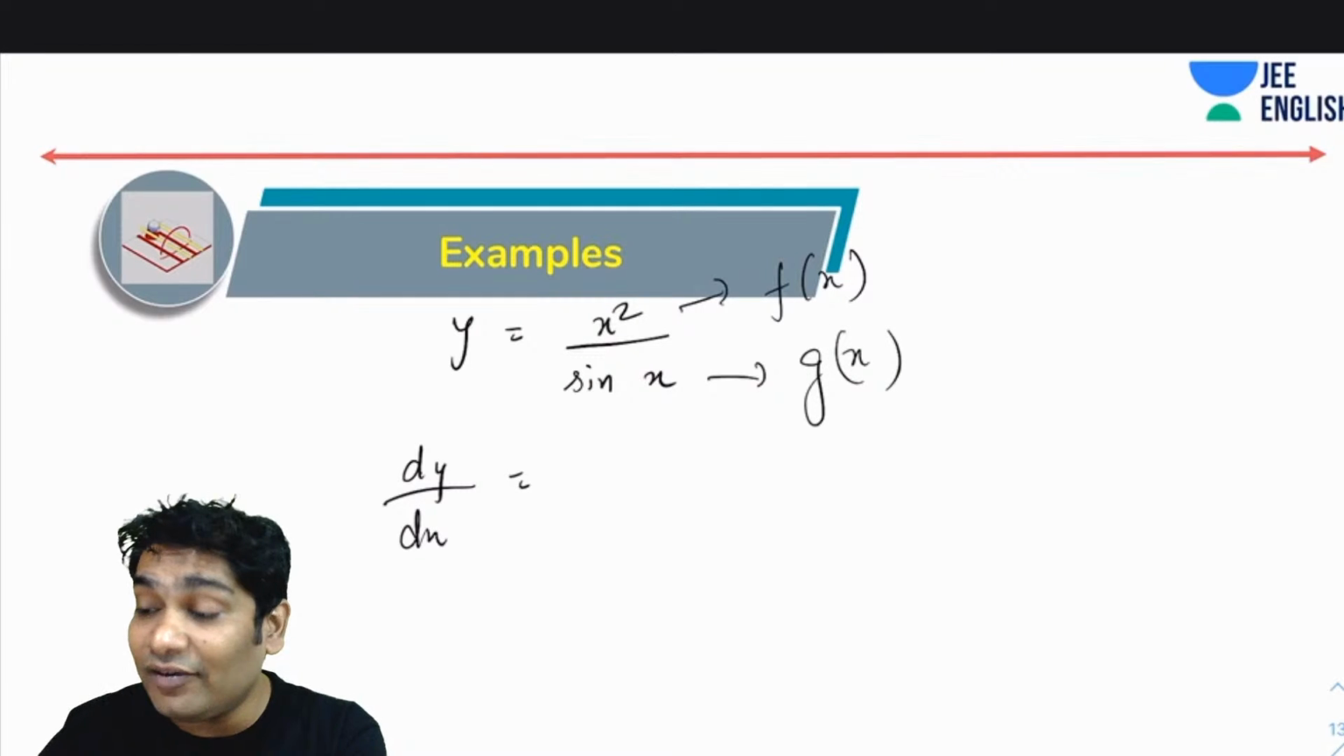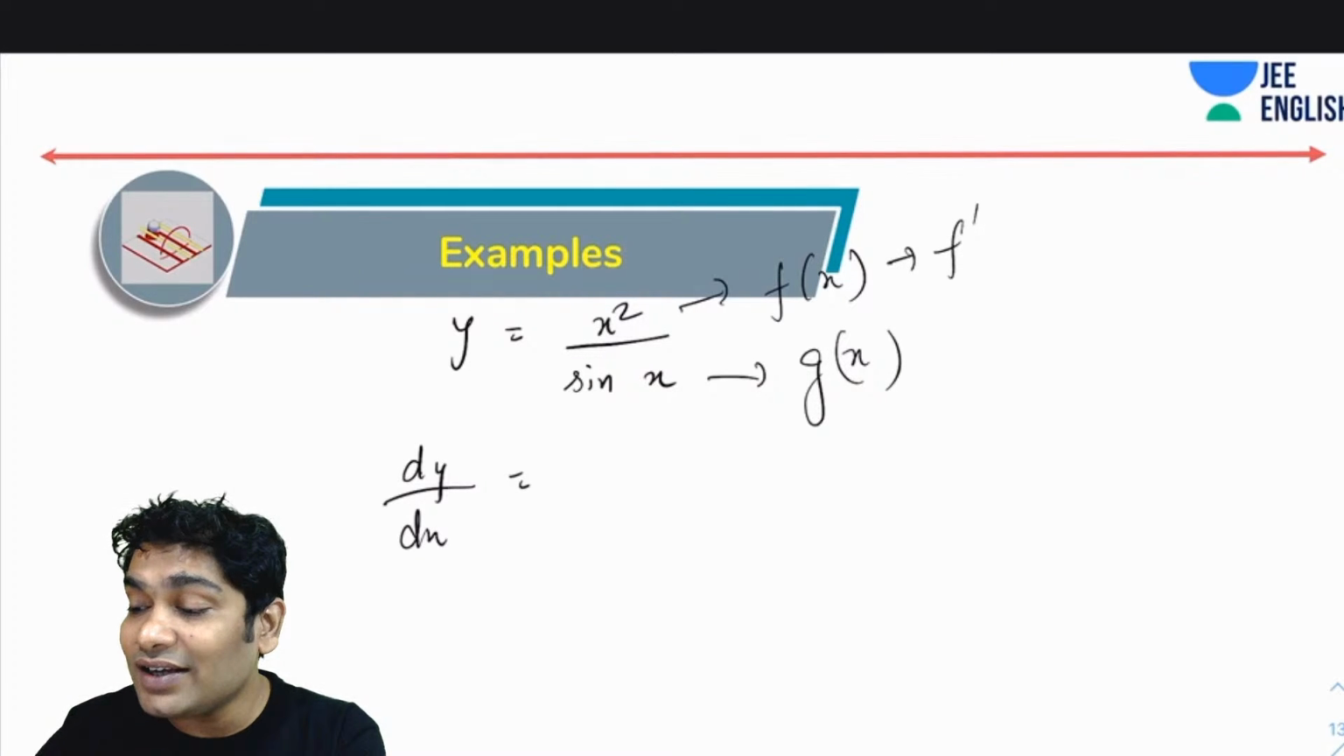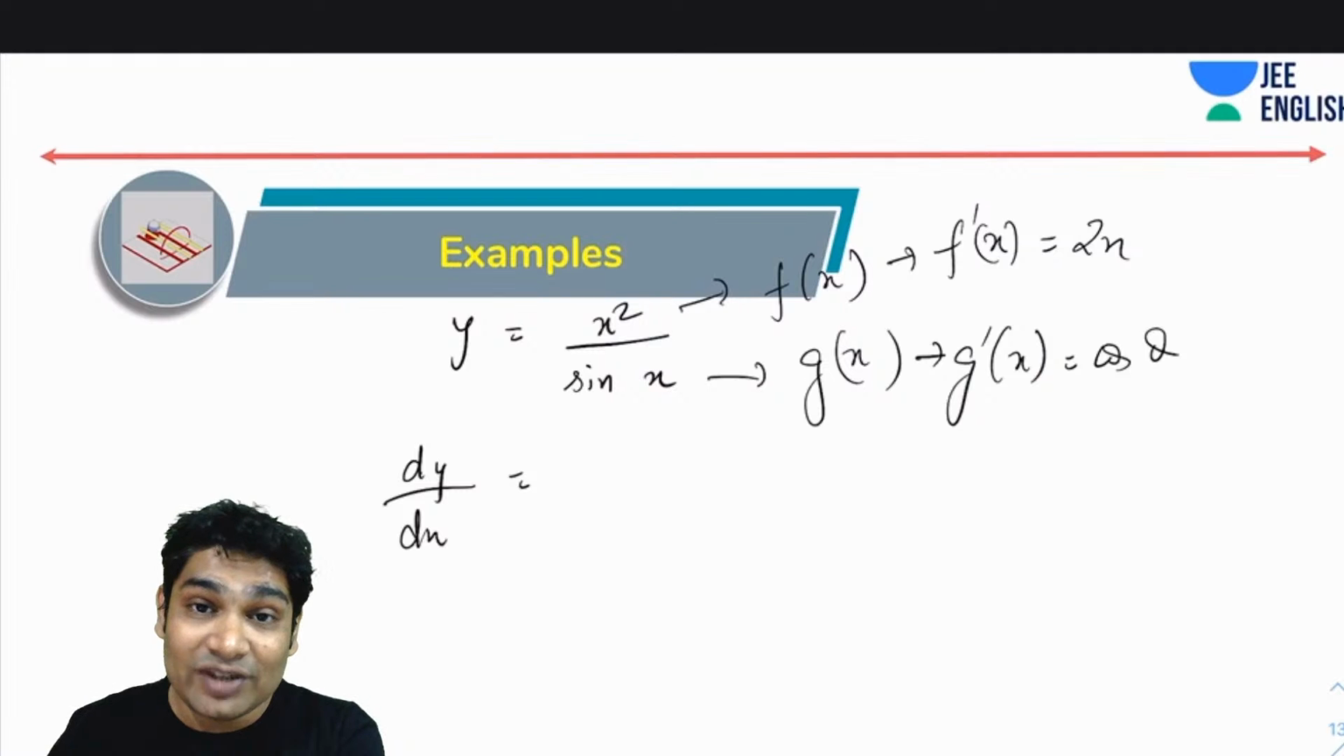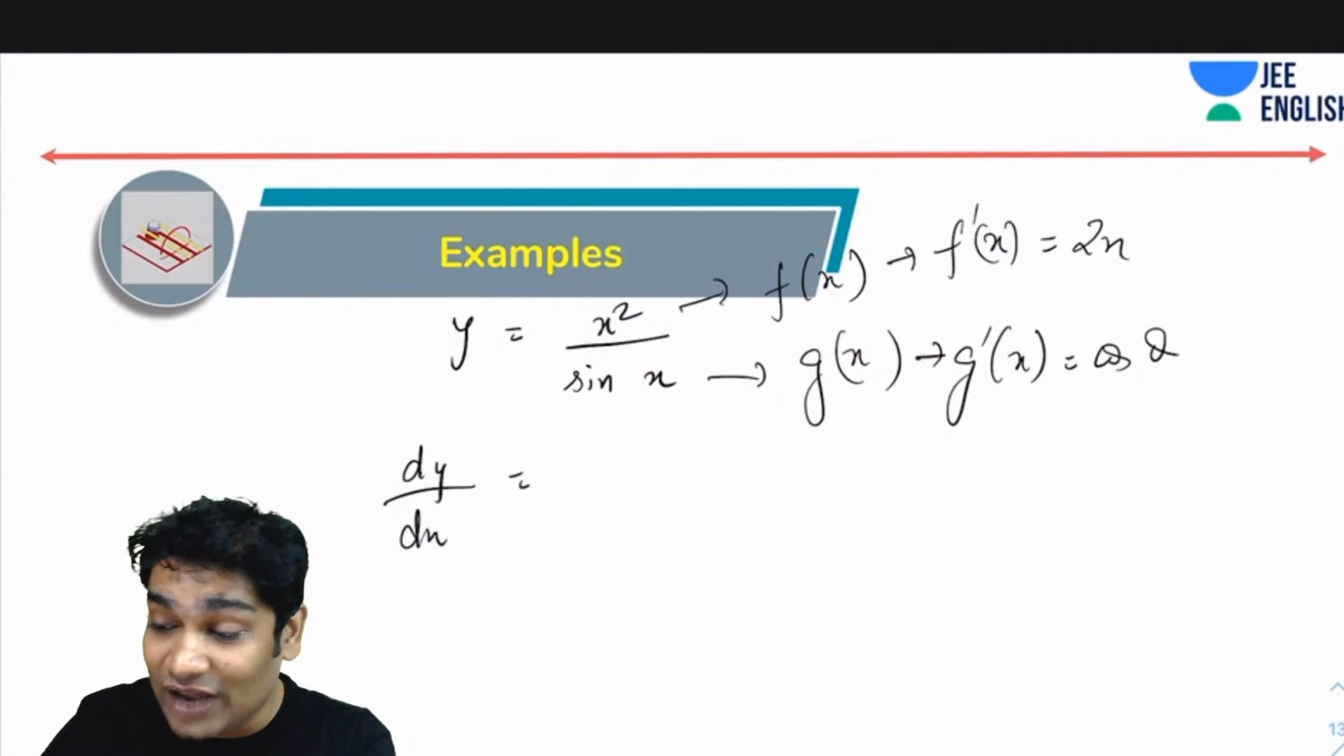So I have to find f dash x. What is f dash x? f dash x would be 2x. And what is g dash x? g dash x would be cos x. So how are we supposed to approach this? We find f dash x into g(x).